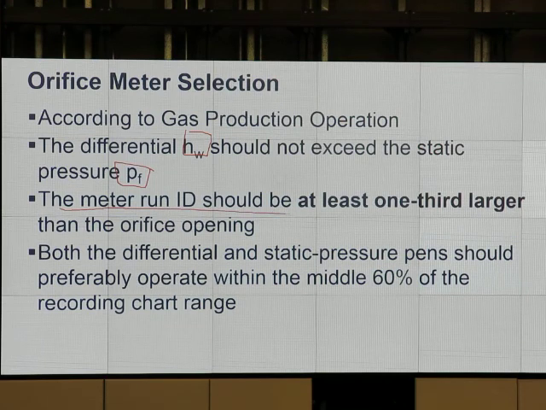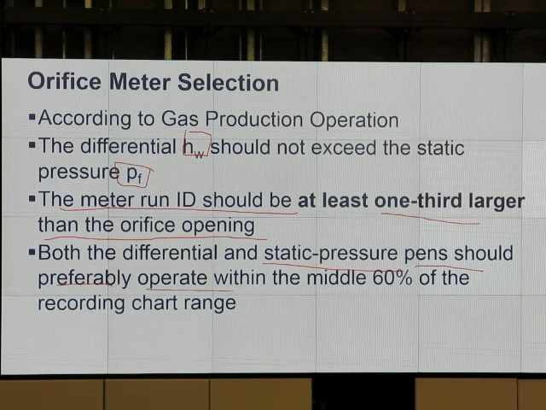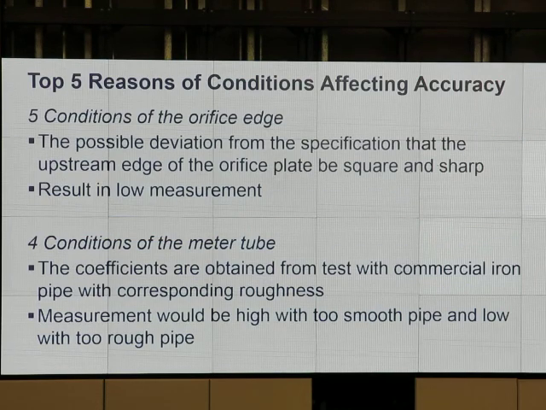The meter run ID should be at least 1/3 larger than the orifice opening. This is a rule of thumb: at least 1/3 larger. Both the differential and static pressure pens should preferably operate within the middle 60% of the recording shaft. The pen should record something in the middle, not at 10% or 5%. It should be somewhere in the 60% range for accuracy. Memorize at least 2 of these.